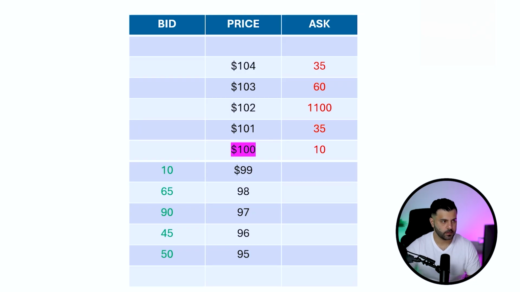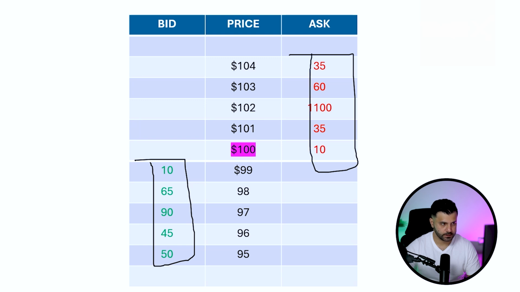Now I'm going to dive deeper into the order book to show you how these limit orders are placed. So let's move on. This is what an order book looks like. We have buyers on the left hand side. We have sellers on the right hand side. This is the price in the middle. So for example, this is a stock of Apple. The current price right now of Apple is $100. That's the current price of this stock.